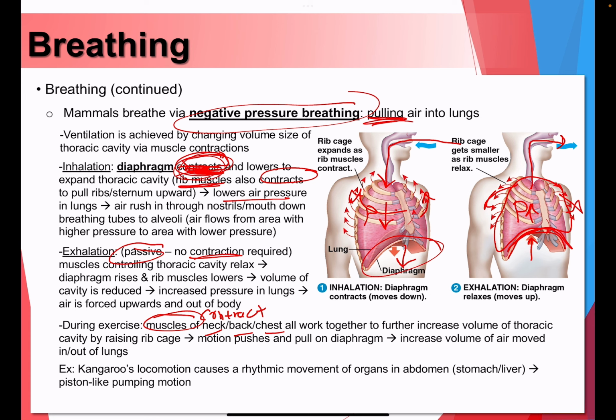They give an example of kangaroos, where their movements create a rhythmic movement of all the organs in the abdomen, including the stomach and liver, that acts like a piston-like pumping motion. This allows it to do all those large hops as it's exerting all that energy for fast inhalation and exhalation.